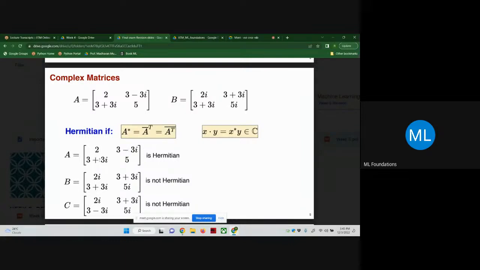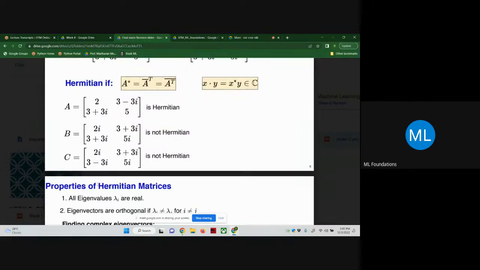3 minus 3i, 3 plus 3i. So basically A is Hermitian. B is not Hermitian because the diagonal elements are not real, and also Aij is not equal to Aji conjugate. C is also not Hermitian because the diagonal elements are not real.